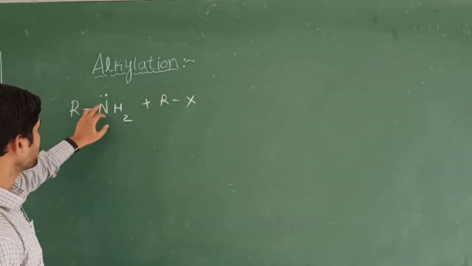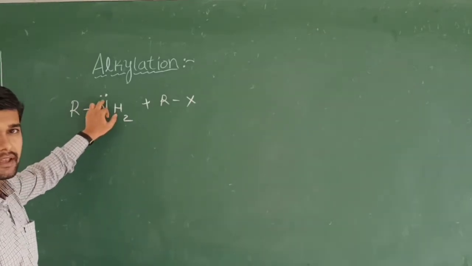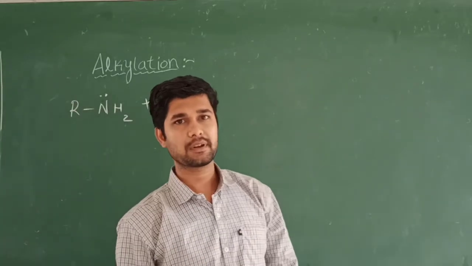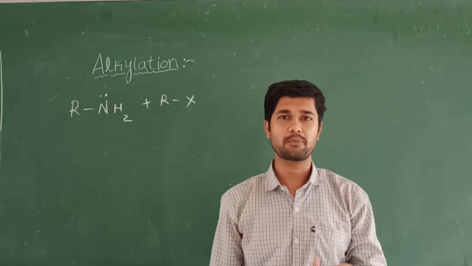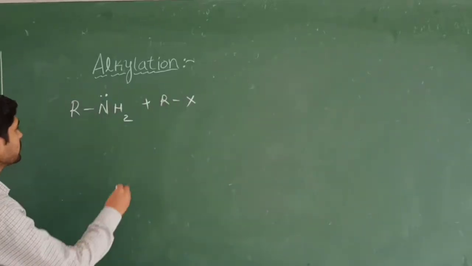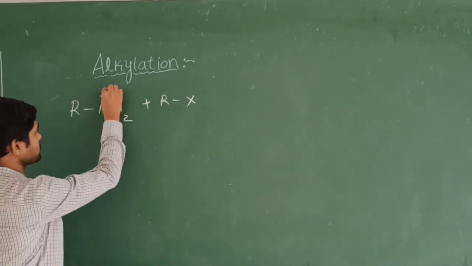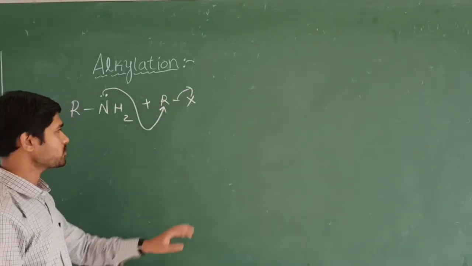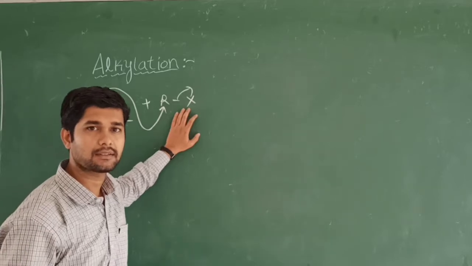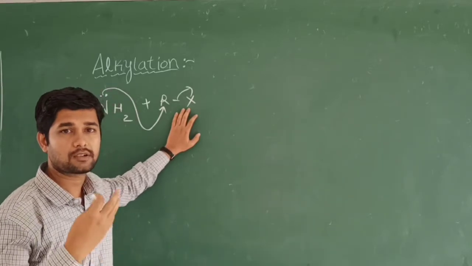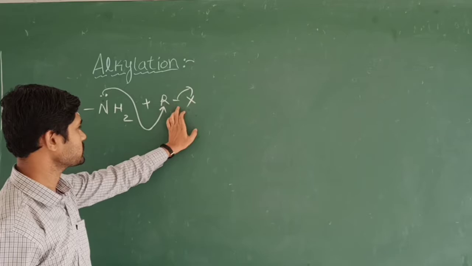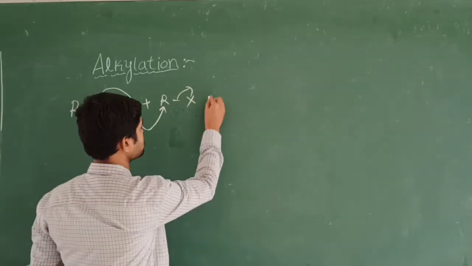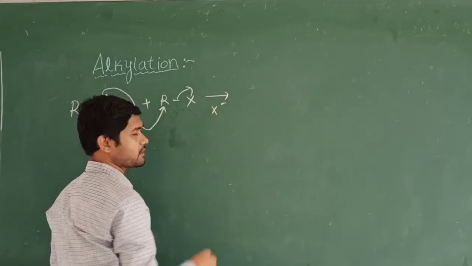According to VSEPR theory, the lone pair repulsion is greater than the lone pair-bond pair repulsion, and bond pair comes last. So here the lone pair is the most reactive one. It attacks the R group and X will be eliminated. X is nothing but a halogen atom, which is always highly electronegative. That's why it takes the bond pair of electrons and is eliminated as X minus. So now our X minus will be eliminating.